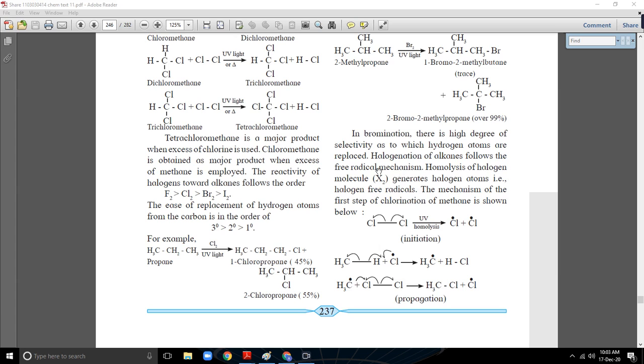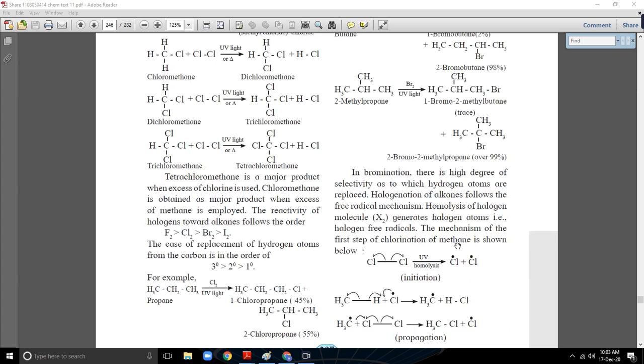In bromination there is a high degree of selectivity as to which hydrogen atoms are replaced. Halogenation of alkane follows the free radical mechanism. Homolysis of the halogen molecule X2 generates halogen atoms, that is halogen free radicals. The mechanism of the first stage of chlorination of methane is shown below. See, this is the homolysis.